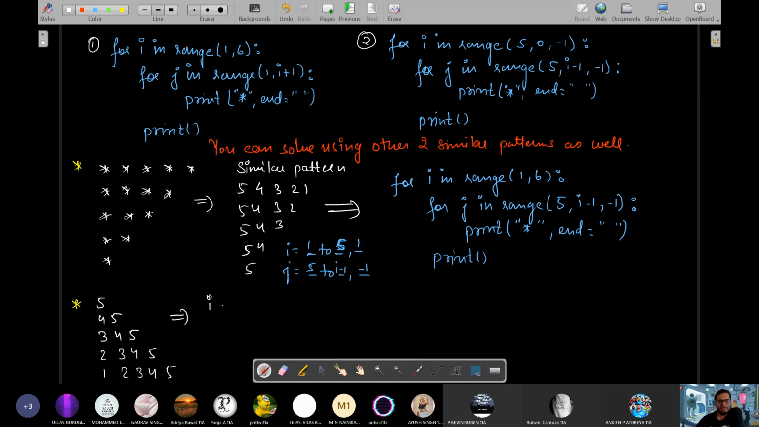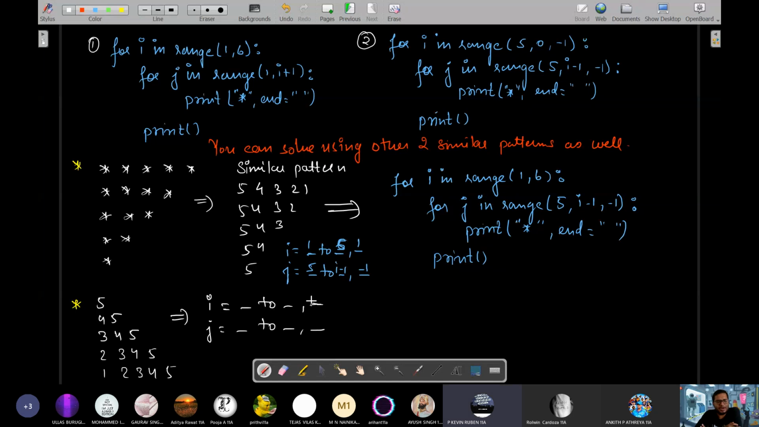So I is equals to dash step of dash. J is equals to dash step of dash. So now we'll check which one is constant. We'll start filling from J. So which one is constant? Starting value of J is constant or ending value of J is constant?